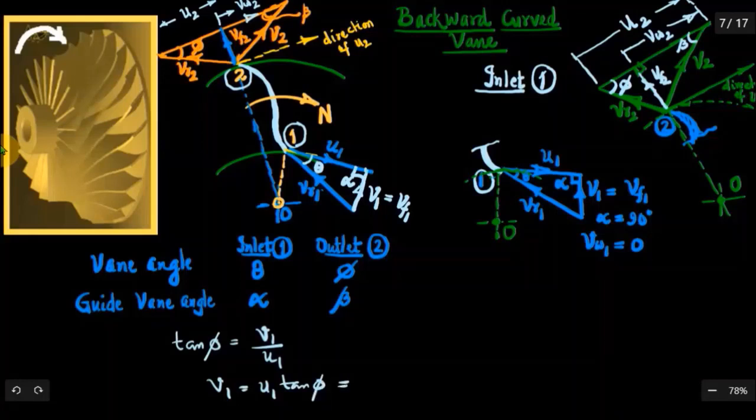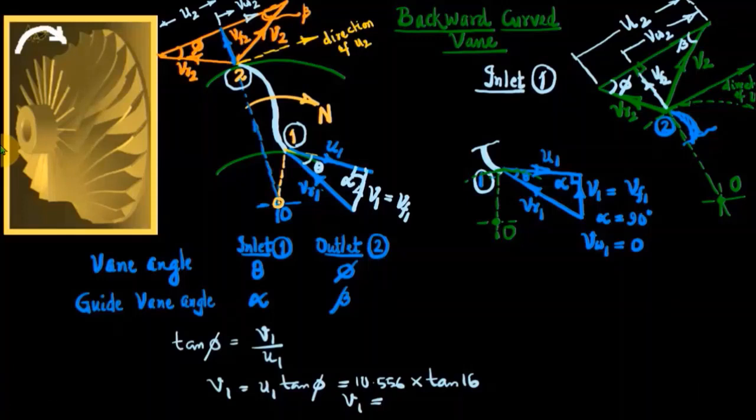And U1, the value of U1, that is 10.556. 10.556 multiplied by tan phi, tan 16, and you will get the value of V1. So V1 is equal to 3.027 meter per second. Please verify these values.